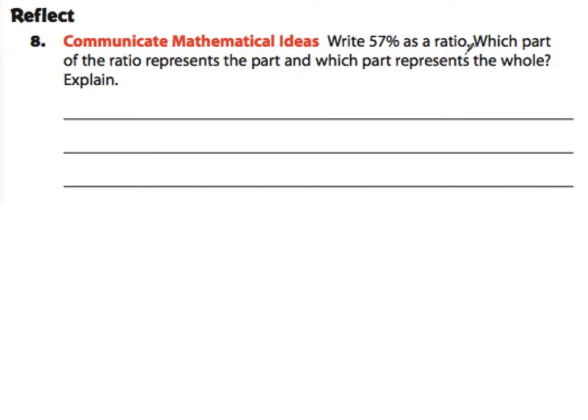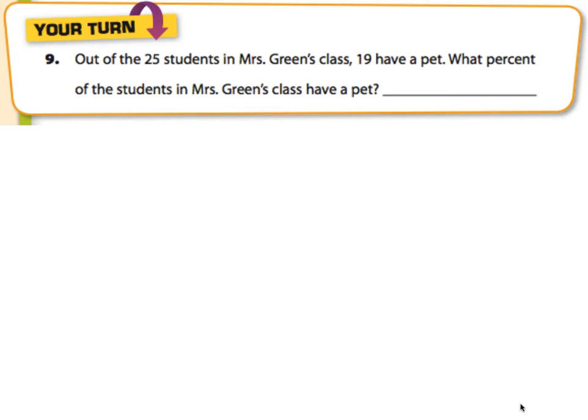All right, so number 8. We're going to write 57% as a ratio. Which part of the ratio represents the part and which represents the whole? Well, 57% as a ratio is 57 per 100. And like we said before, the numerator, in this case 57, represents the part, and 100 is the whole. Because 57% always means per 100, implying that 100 is the whole, and that 57 is the part of that we have.